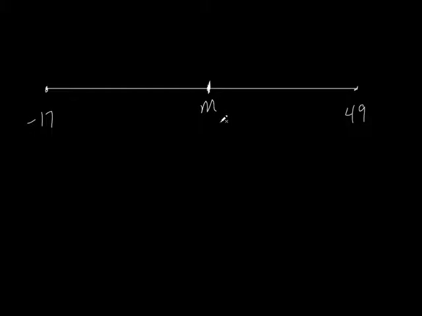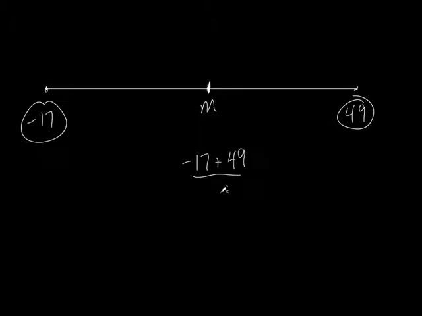Alright, so what's the deal with this? What did I just say we do? We take the two endpoints and do what to them? Add them up. So negative 17 plus 49. Then what do we do after we add them up? Divide it by 2. Alright, let's see what we get. So 49 minus 17 is what? 32, is that right? 32 divided by 2 is 16. So where is this point located? It's at the number 16. That's at mile marker, if you want to call it, 16.